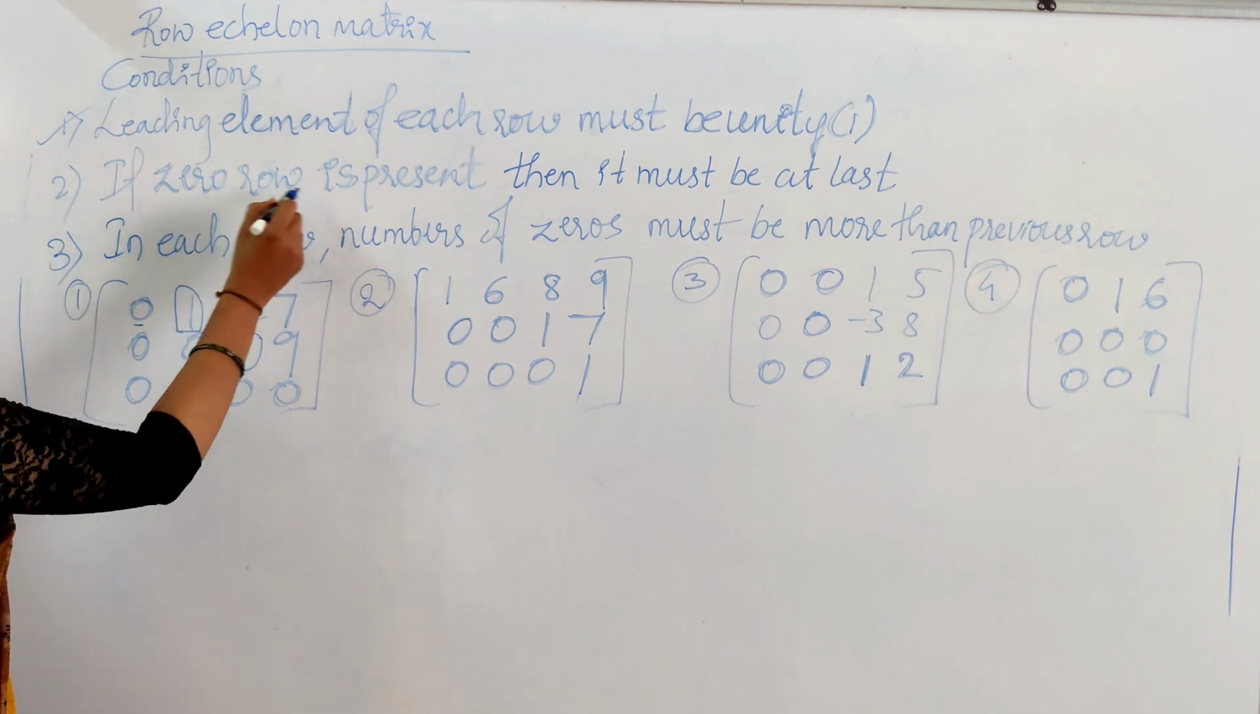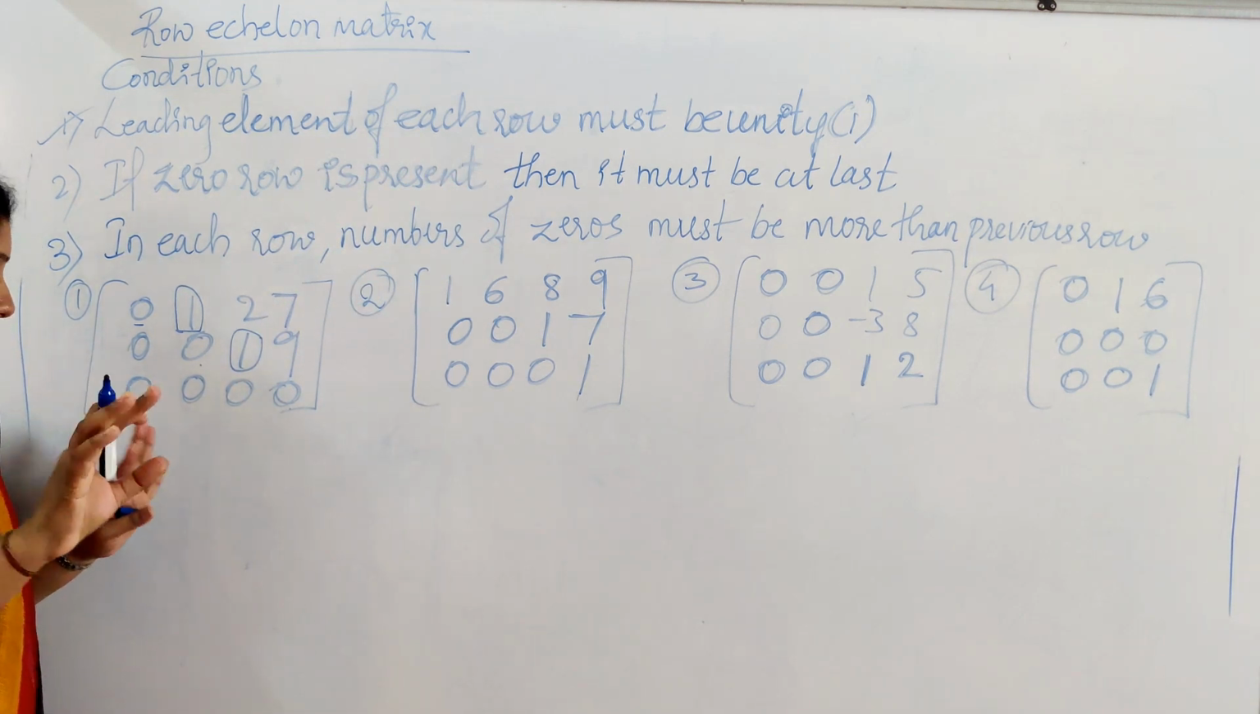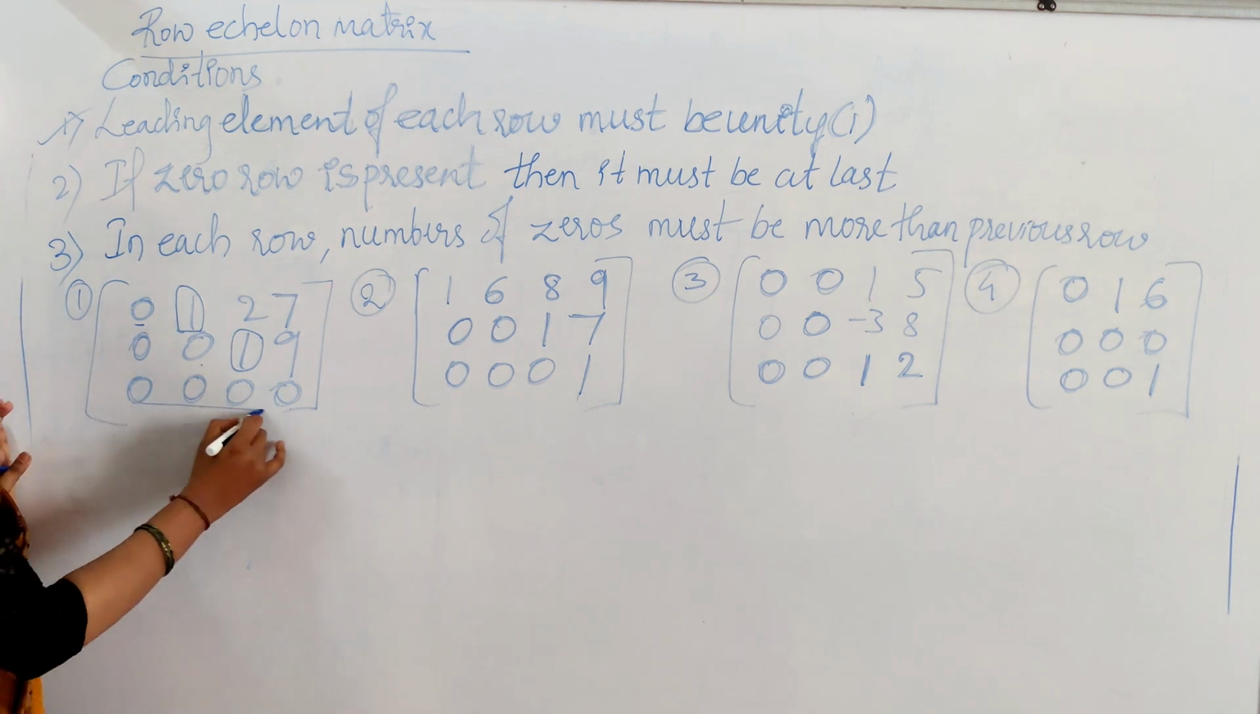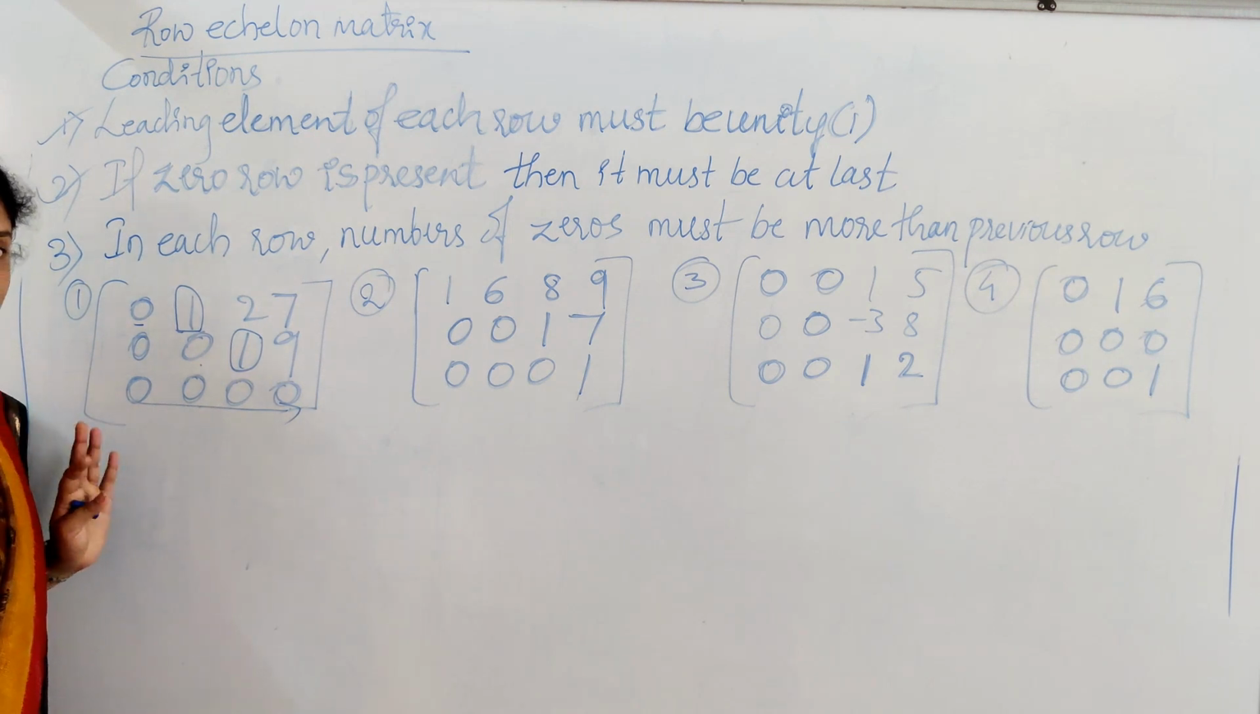Next, if a zero row is present, then it must be at the last. A zero row means all the elements of that row are zeros. So, here a zero row is present and it is at the last. Therefore, the second condition is also satisfied.